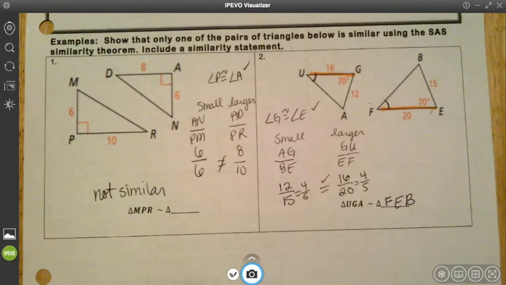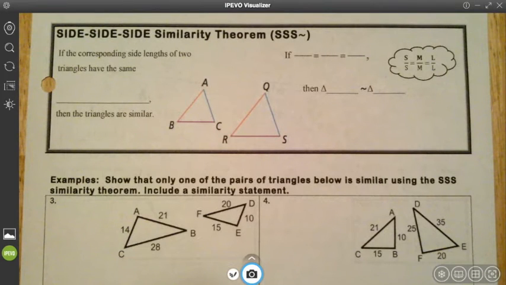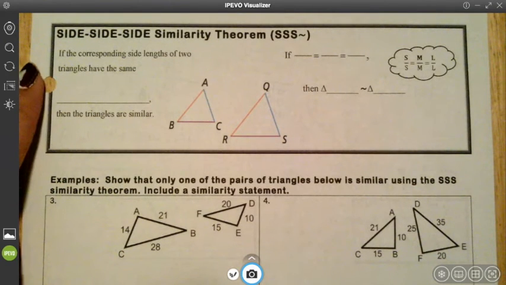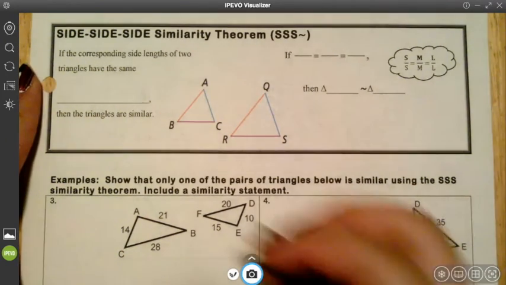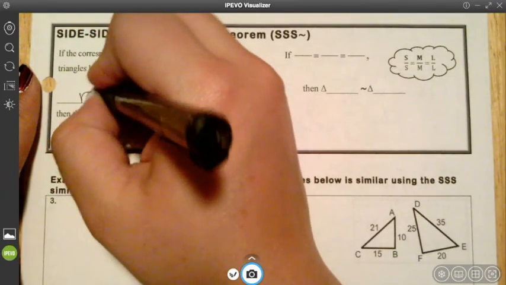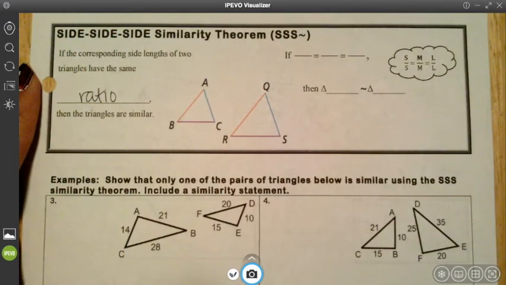So again, useful to have colors. Let's look at our last way of determining similar triangles. The last method to determine similar triangles is the side-side-side similarity theorem. So we had a side-side-side congruence theorem. This time we're looking at similarities, so we're looking at proportions of those sides. If the corresponding side lengths of two triangles have the same ratio, then the triangles are similar.